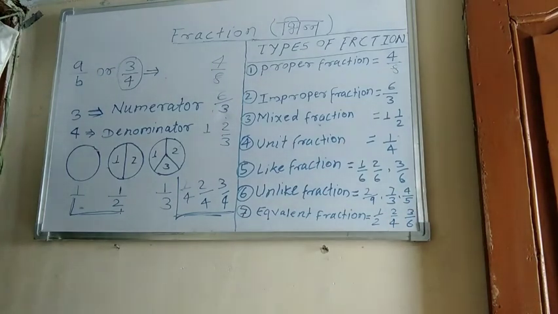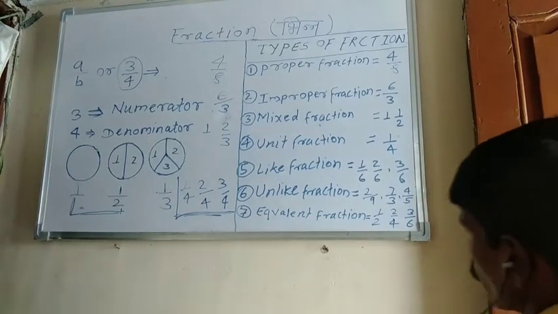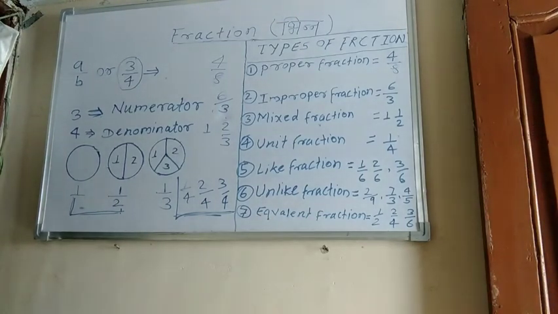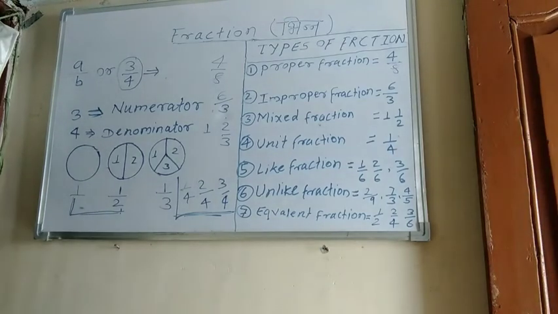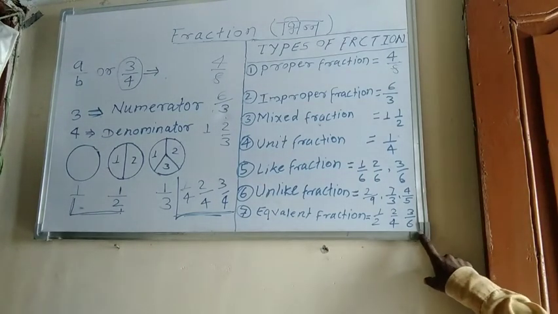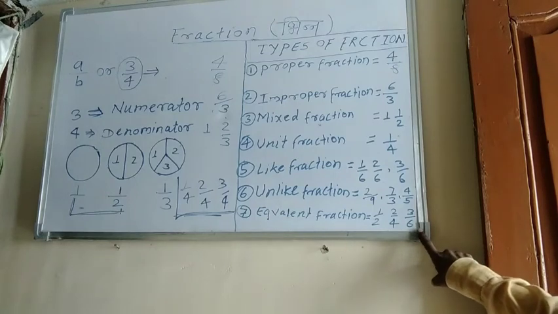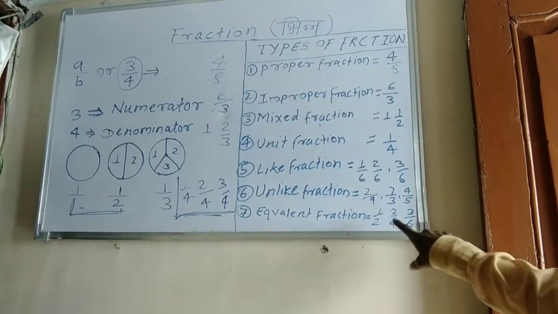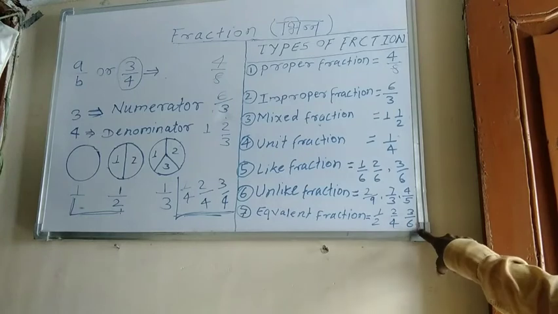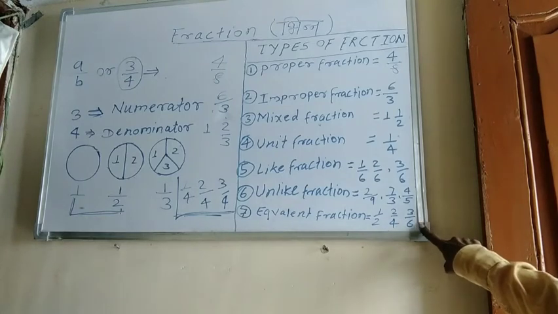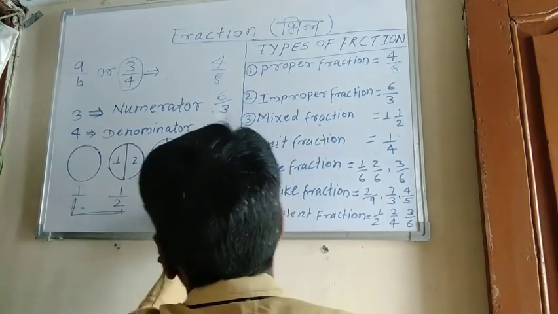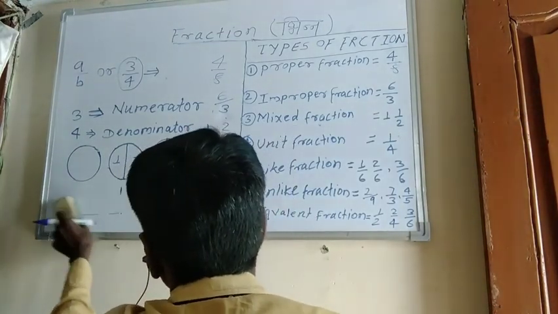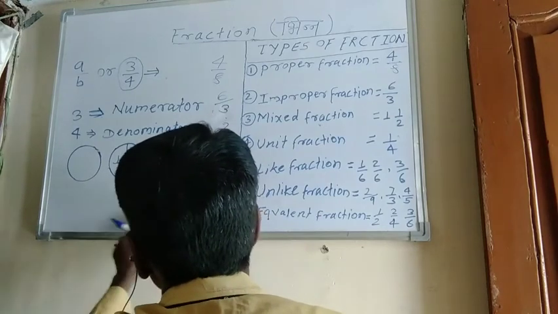The next is equivalent fraction. What happens in equivalent fractions? The numerator as well as the denominator increase in the same way. If we find the value of any fraction in equivalent fractions, we will get the same number.